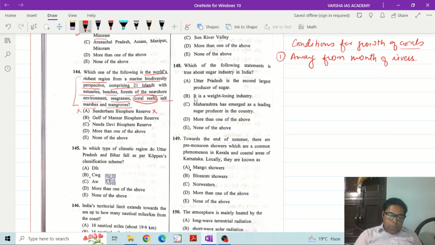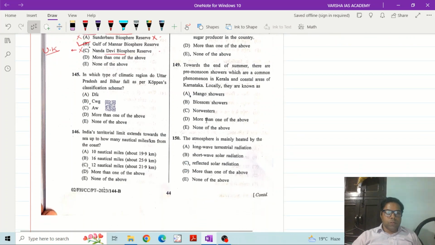Gulf of Mannar Biosphere Reserve. It can be the option, but let us see what is given in the other option. Nanda Devi Biosphere Reserve. This is not it because it is located in Uttarakhand. More than one of the above? No, because two options are wrong. None of the above? No. So our option is left with B. In B, all these features match the Gulf of Mannar. So the answer is simply B.